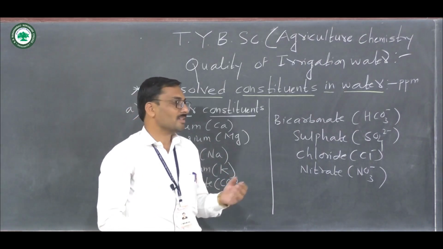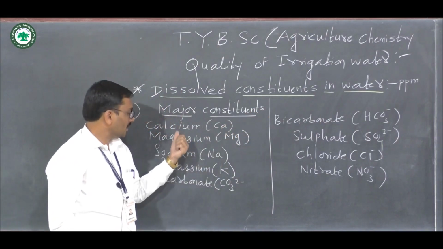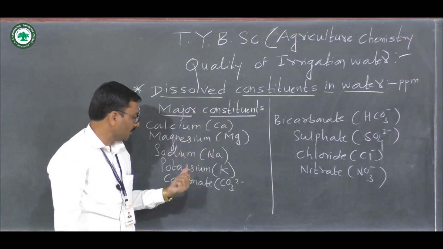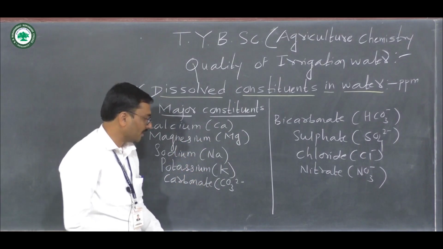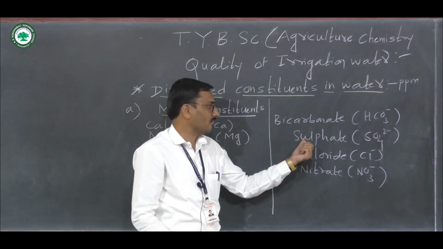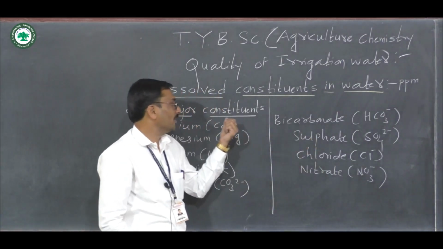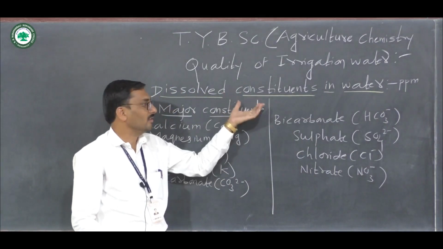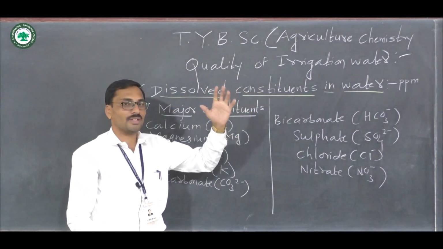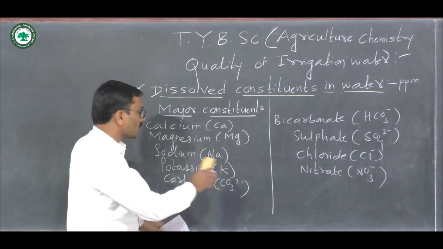and their concentration is expressed in terms of ppm. It includes calcium, magnesium, sodium, potassium, carbonate, bicarbonate, sulfate, chloride and nitrate. So this is about the major constituents. Then we will see the various minor constituents present in the given irrigation water sample.